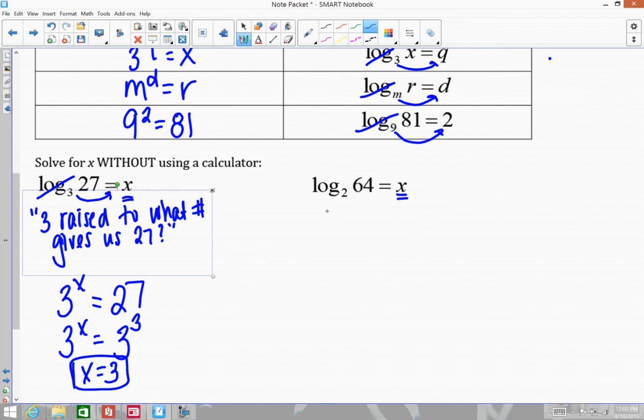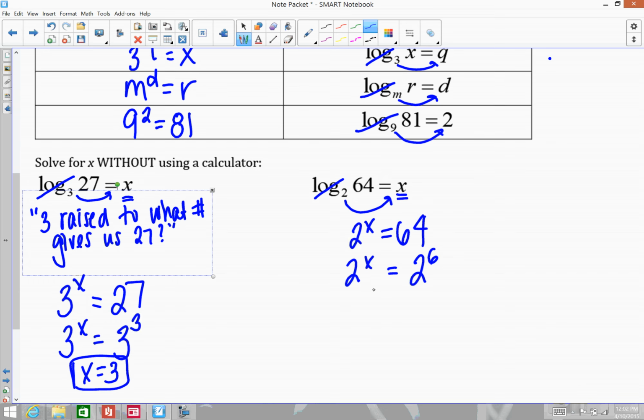So it's log base 2 of 64 equals x. So drop the log, swing the base. So 2 to the x equals 64. So again, I'm going to do the same thing where I figure out what do I have to raise 2 to get 64. So 2 times itself 6 times will get me 64.